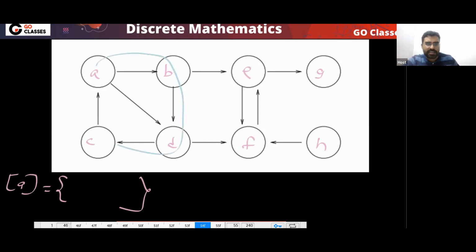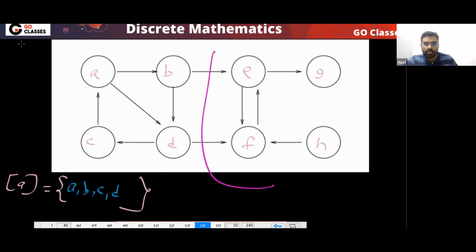You can notice there is a cycle here. So definitely we have A, B, C, D. Can I put E? Please tell me, can I put E? You can notice that there is no path from E to A. There is no path from F to A. So this is the strongly connected component to which A belongs.